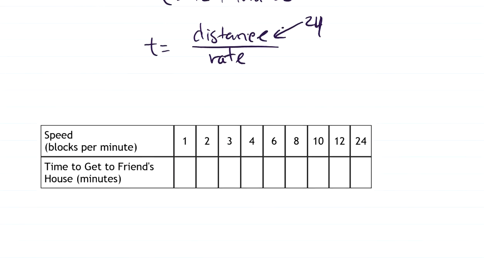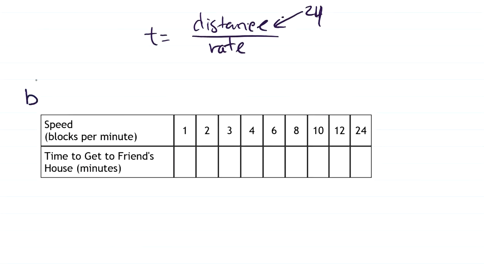So here's the table for B. This is a copy of the table that's up above. And again, these numbers right here up here are all the rates. If she's traveling at a rate of 1 block per minute, we know that it'll take her 24 minutes. 2 blocks per minute, 24 divided by 2 is 12. 24 divided by 3 is 8 minutes. 24 divided by 4 is 6 minutes.